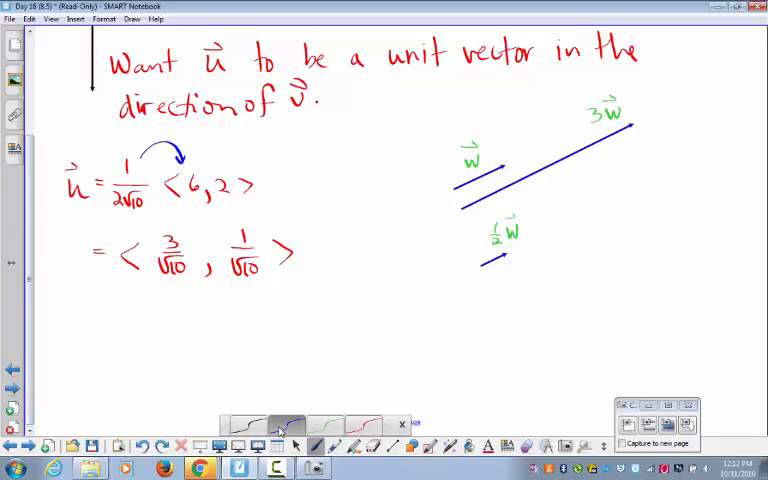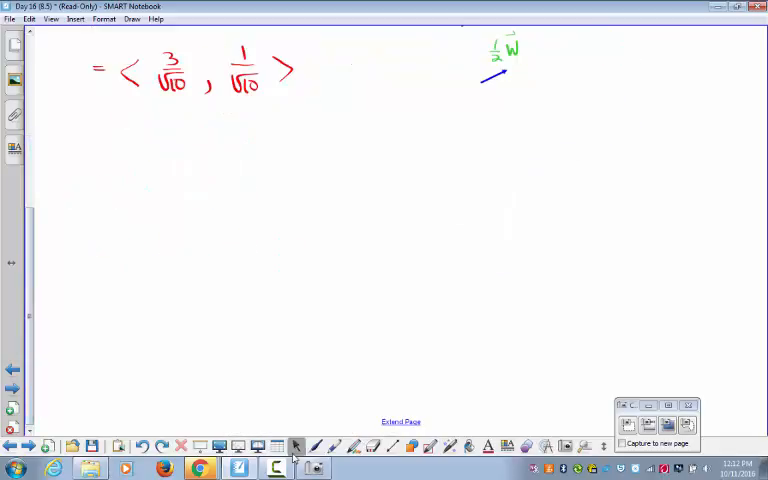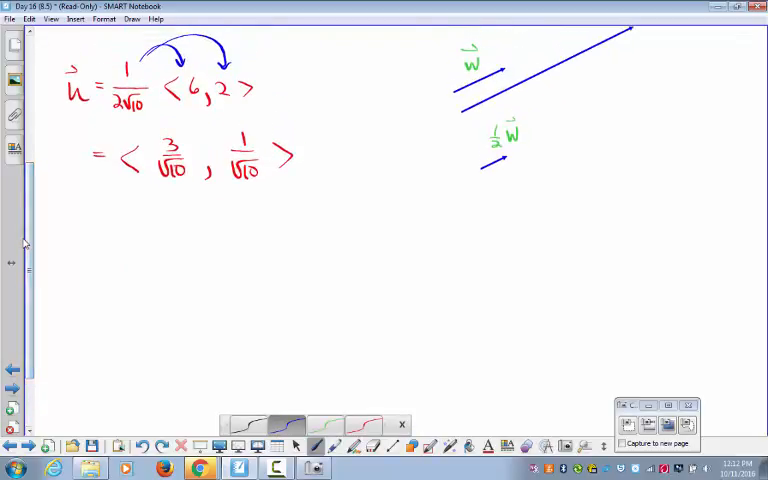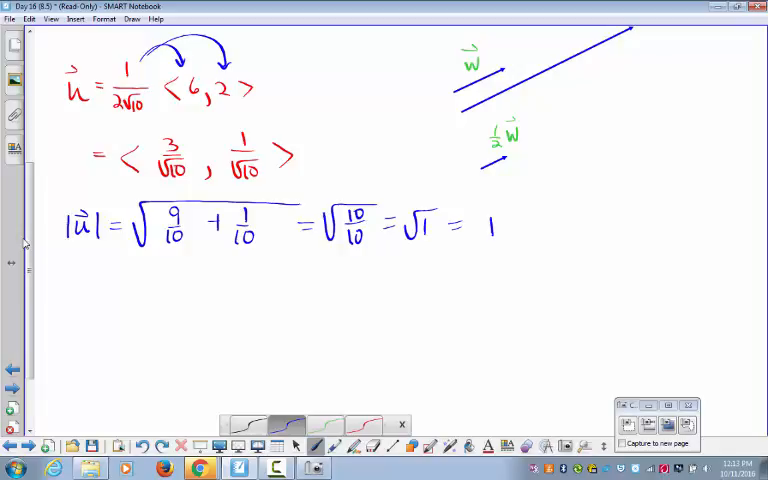So when we scale a vector, each component is scaled uniformly. So that number jumps to the x, it jumps to the y, we end up with that vector. And how do we know for sure that that's a unit vector? Find the length of it, right? Square, square, add, square root. So we take the square root of the sum of the squares. What's 3 over root 10 squared? 9 tenths. 1 tenth. That's the square root of 10 tenths, which is the square root of 1, which is 1. So if you want to find a unit vector that points in the same direction as a given vector, divide by the length of that vector, and you'll end up with a unit vector pointing in the same direction.